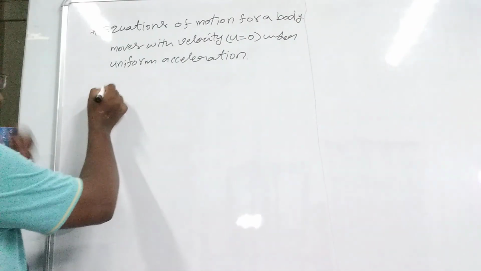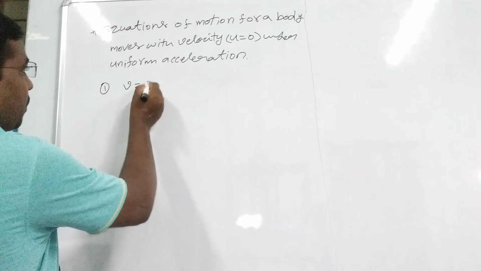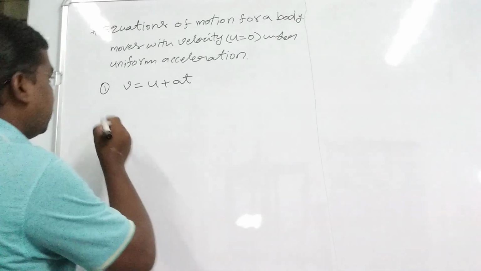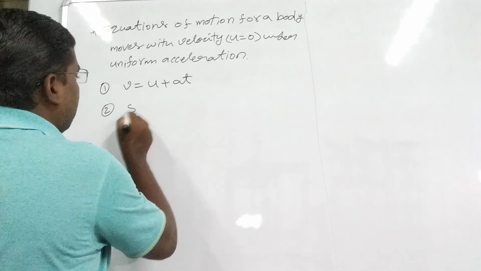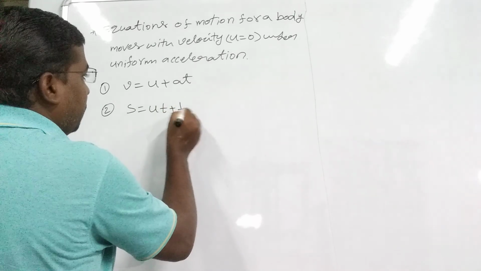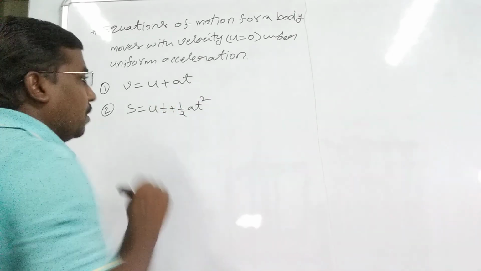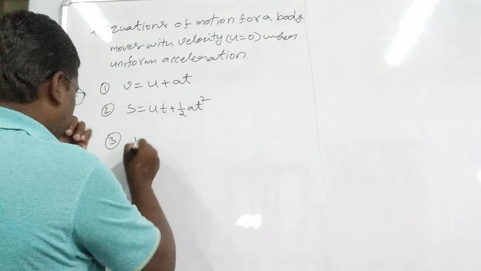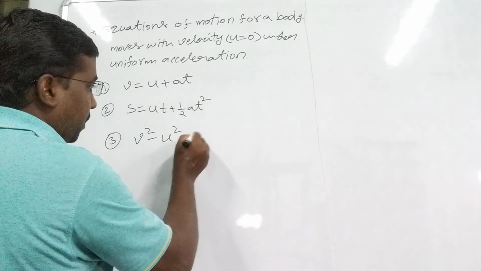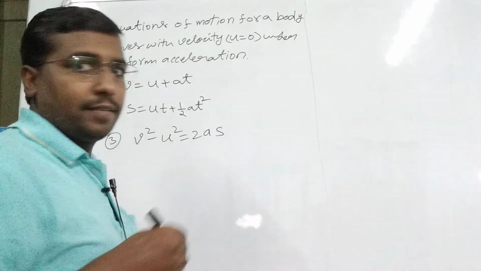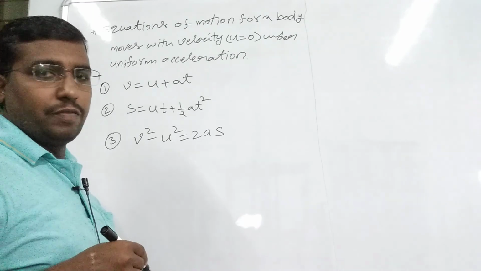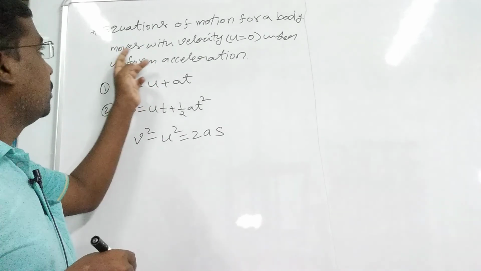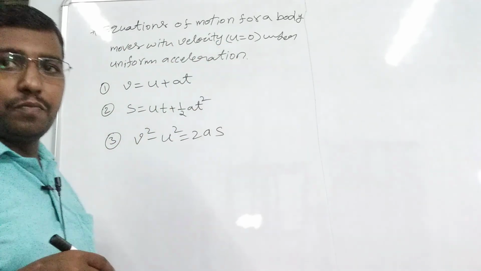You have to write one, v equal to u plus at, and second one, s equal to ut plus half at square, and third one, v square minus u square equal to 2as. Okay, so these are the equations of motion. When we write these equations, the initial velocity becomes 0.